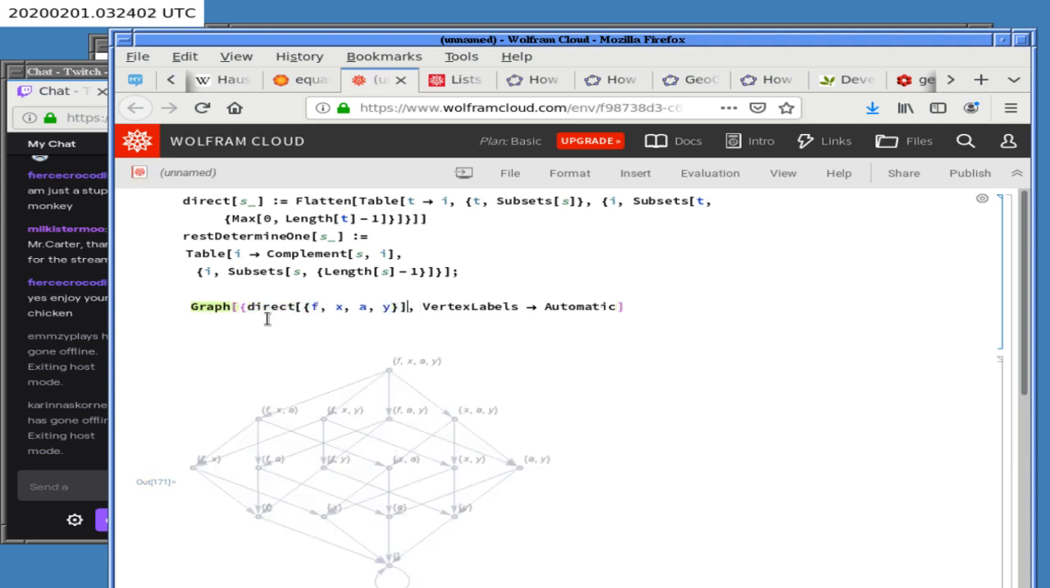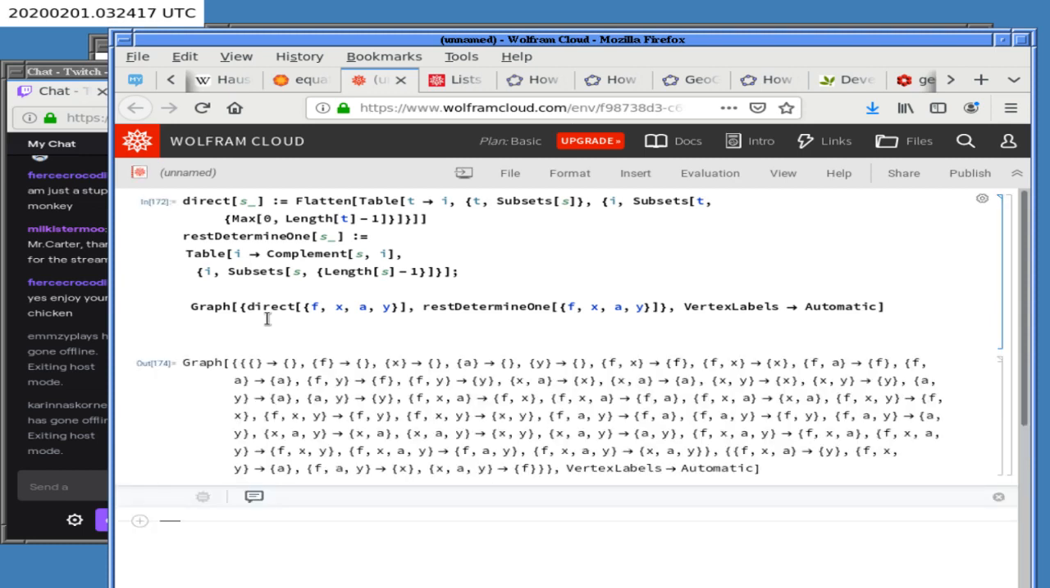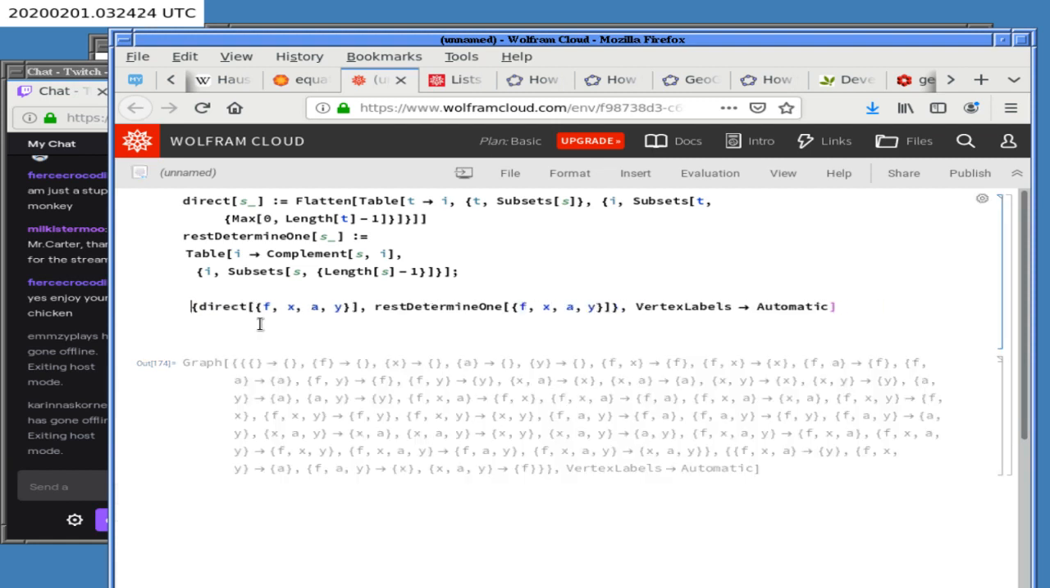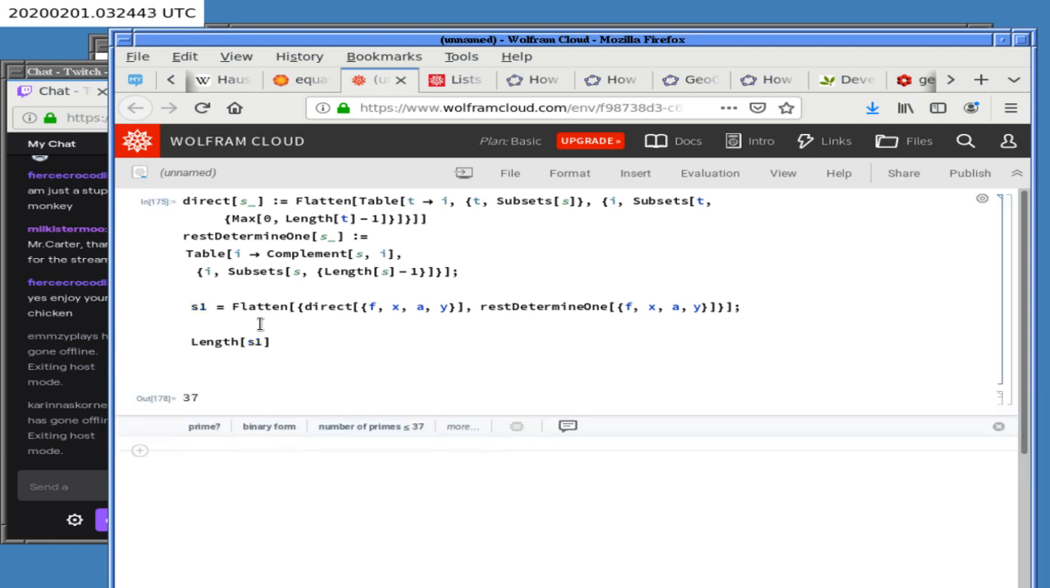And now I also want here rest determine one of f x a y. And I think this is going to choke because I have a nested list. Okay, not a problem. Okay, let's call this s1. And we will just see if we can flatten this list out. And we should just have a list of a whole bunch of these suckers now. 37 sounds about right. The problem was, if it was 2, that would mean we still have our list nested.